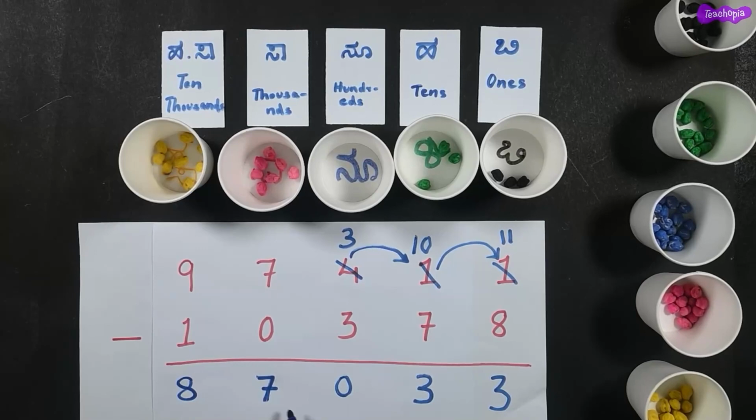The difference between the given numbers is 87,033. The first number is the minuend, the second number is the subtrahend. This is the difference between the two numbers.